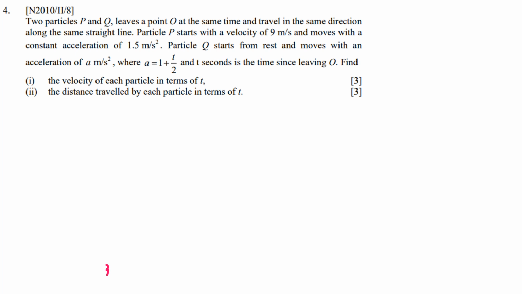For part 1, we are asked to find the velocity of each particle in terms of t. That is rather manageable. And part 2, the distance traveled by each particle in terms of t. The important thing to take note of is, when you sketch the motions of these two particles, we need to know whether they are traveling on the right side of the point O or on the left.